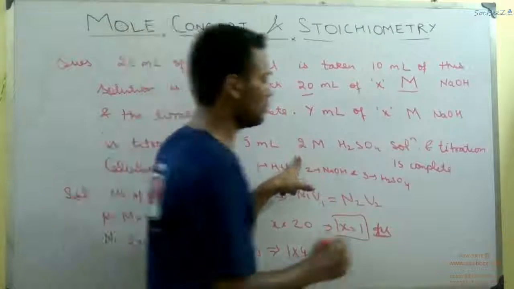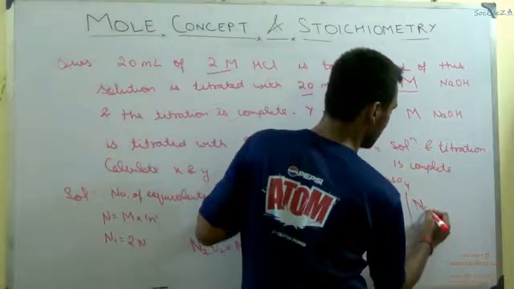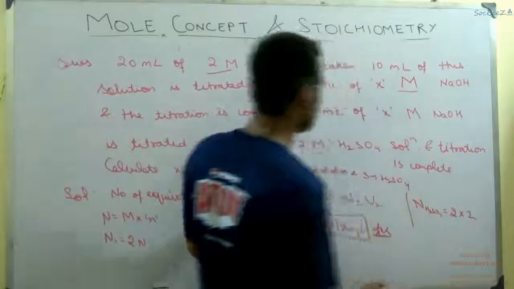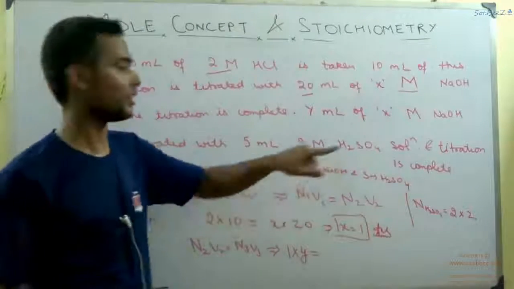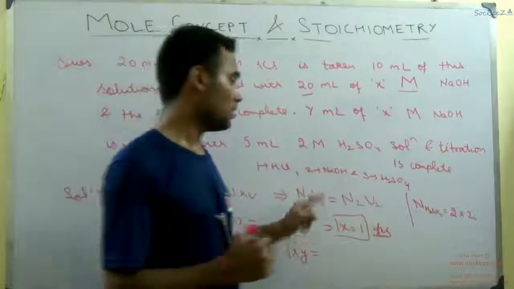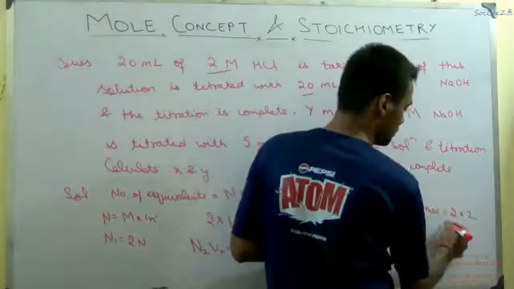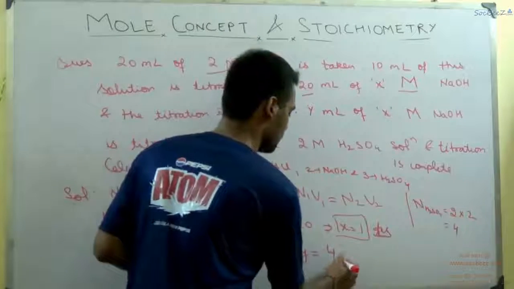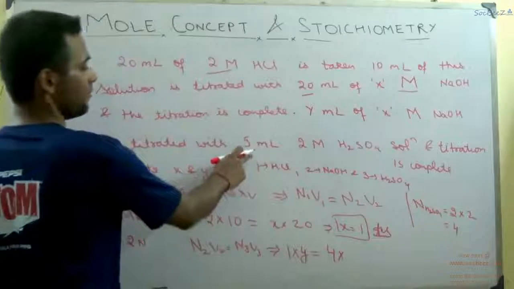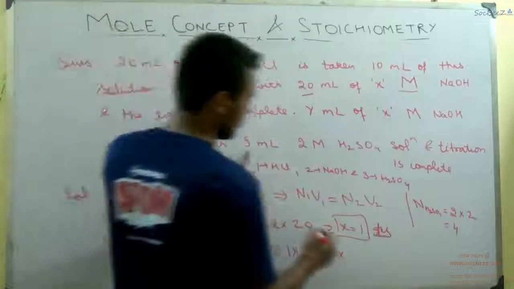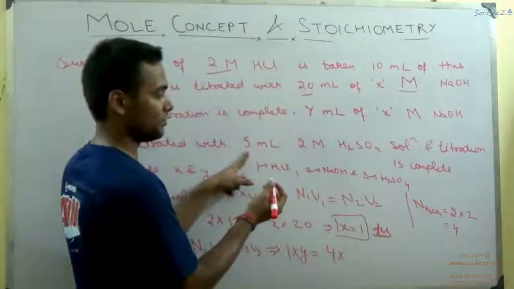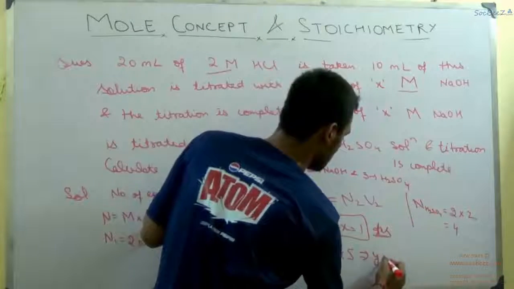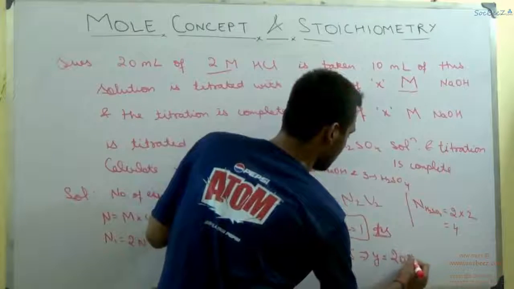So here in this case, N of H2SO4 will be 2 into n factor. N factor is 2 because in case of H2SO4 the number of ionizable H plus ions is 2. So N of H2SO4 equals 4. So here this will be 4 into 5 milliliter of H2SO4. So from here we get Y equals 20 milliliter.